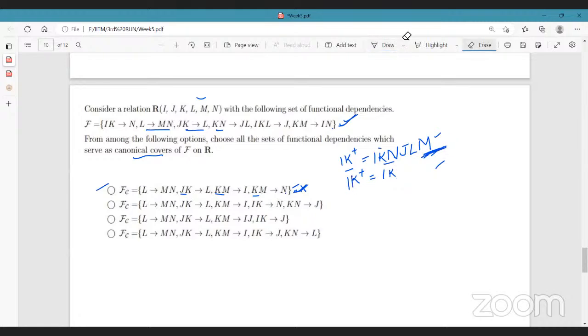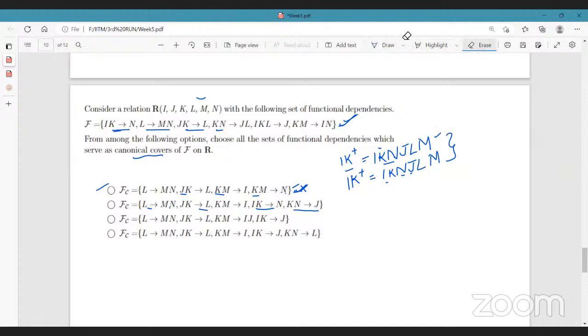So we get IK will determine itself. Then we get IKN. Then KN determines J. Then we get JK. So JK determines L and L determines MN, and we already have N, and we get M. So here the closure of IK is being satisfied. So even if we don't add this particular functional dependency, we'll still get the same desired output of the closure of IK.